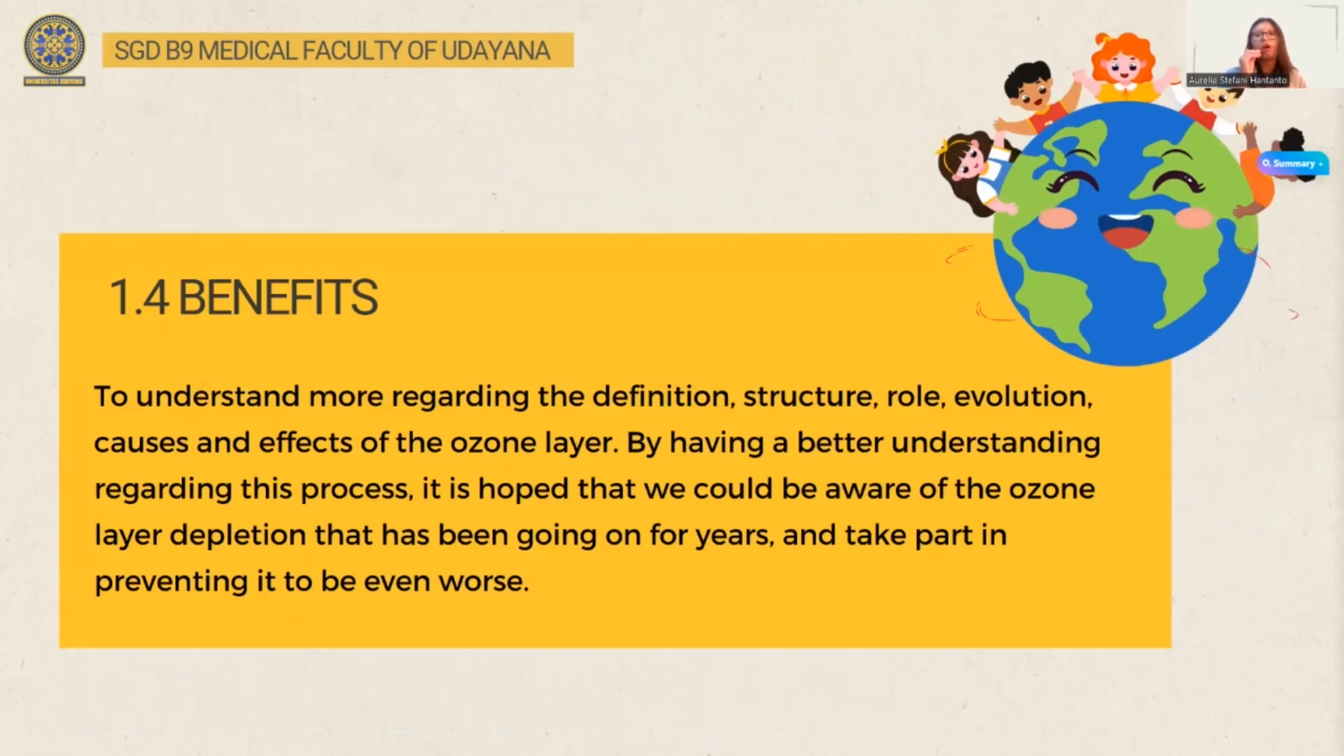The benefit of our student project is to understand more regarding the definition, structure, role, evolution, cause, and effect of the ozone layer. By having a better understanding regarding this process, it is hoped that we can be aware of the ozone layer depletion that has been going on for years and take part in preventing it from getting even worse. That's all. Next will be explained by my friend.